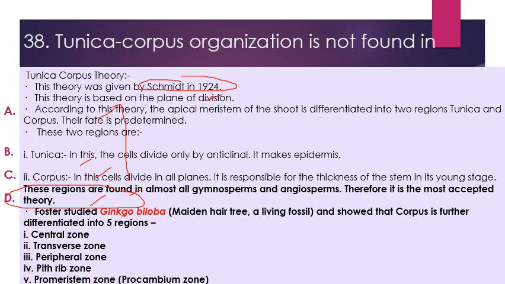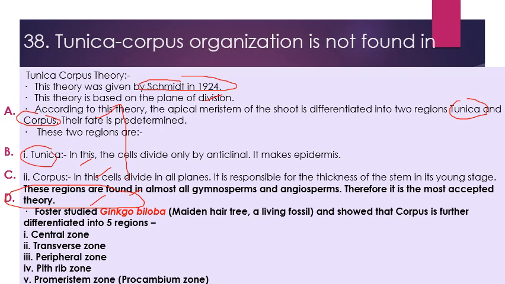जो सेल का प्लेन ऑफ डिवीजन उसके ऊपर बेस्ड है. According to this theory, apical meristem of the shoot is differentiated into two regions, there is tunica and second is corpus, and tunica is the outer portion of that apical meristem, and corpus is the inner portion of that apical meristem.